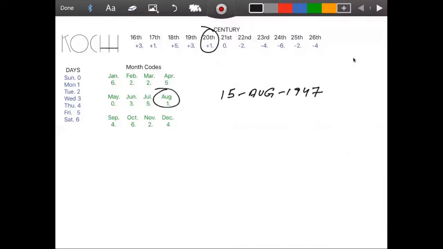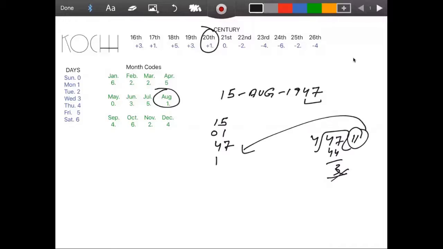So our first step would be writing the date. Then code for August is 01. Then last 2 digits of the year, 47. Then we will divide 47 by 4. So 11 into 4 is 44. We don't care about the remainder. We are only interested in the quotient.